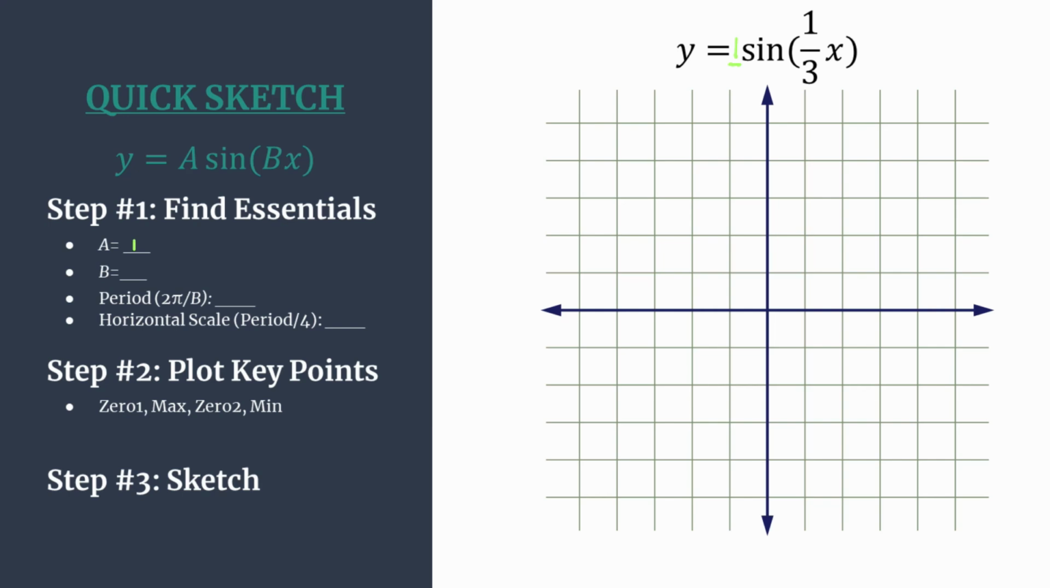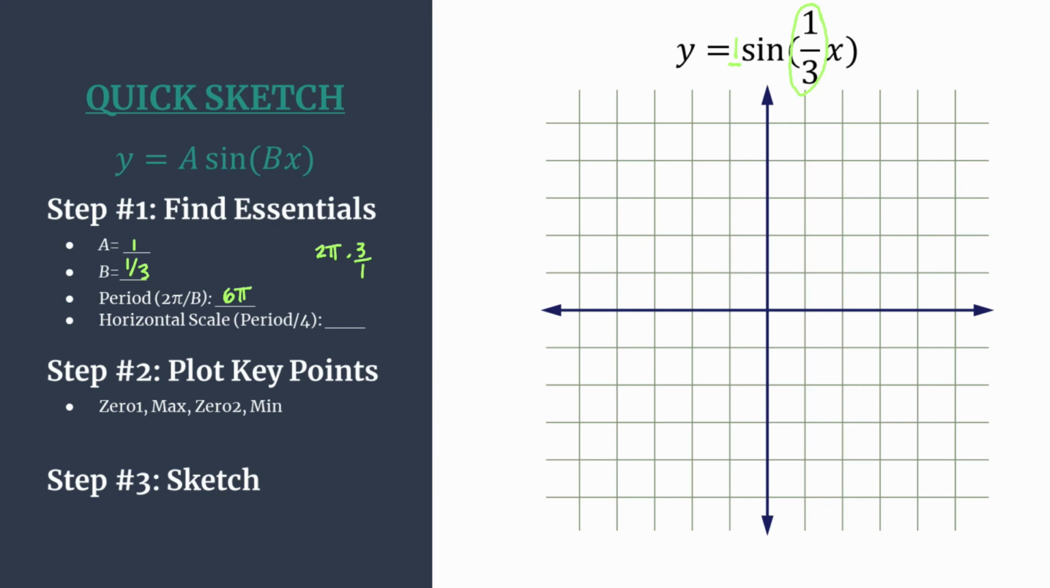Okay, b is the coefficient of x. In this case, that's 1/3. And we use b to calculate the period or the length of one horizontal cycle. We just use the formula 2 pi over b. So 2 pi divided by 1/3. If it's easier for you to think about dividing by a fraction as multiplying by its reciprocal, you can do that. So the reciprocal is 3/1, and our period is 6 pi.